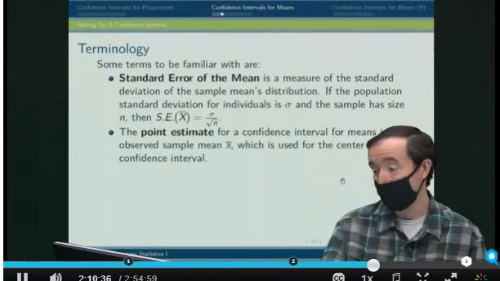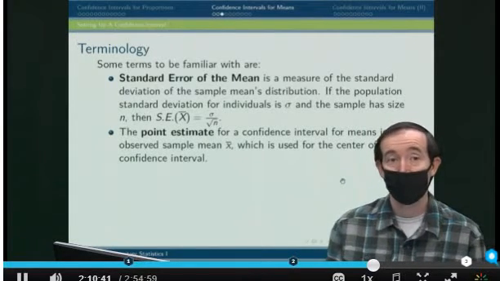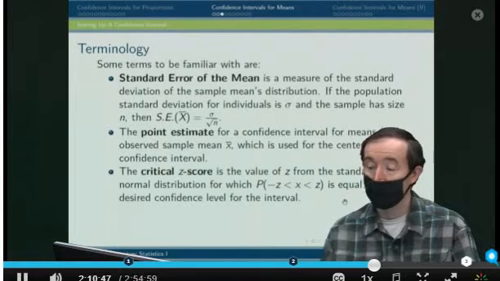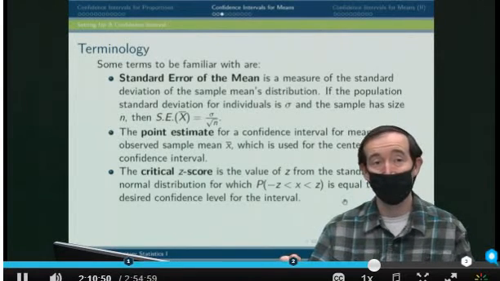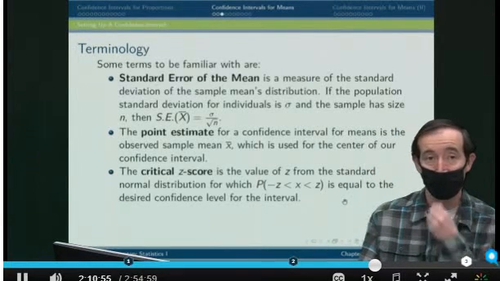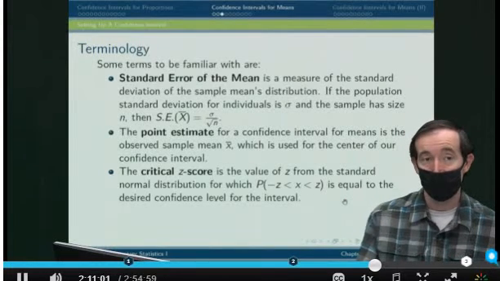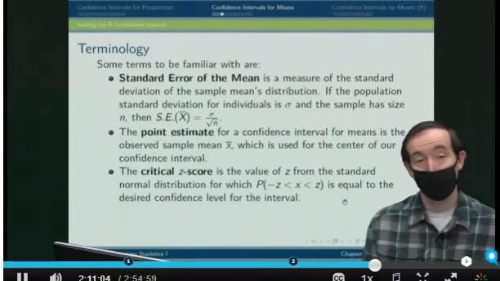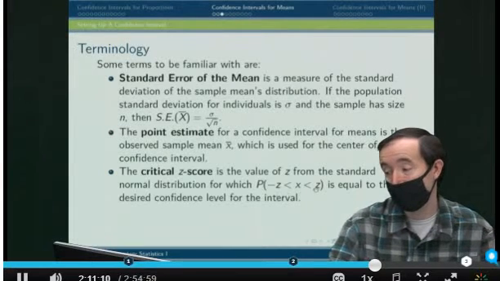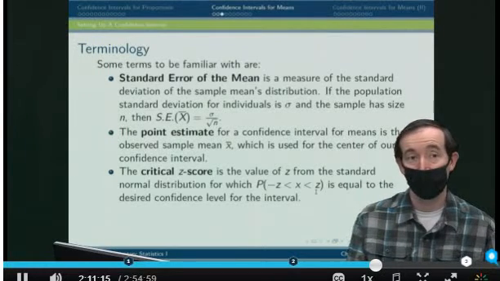That'll be the midpoint of my estimate, and then I want to widen from there to collect a certain amount of confidence, a certain region of the distribution of sample means. The critical z-score tells me how many standard errors I need to go away from that midpoint to collect the confidence level that I want. If I want 95% confidence, then I want to collect the middle 95% of all sample means, and that would be a z-score of 1.96. Right? If you check in your calculator between negative 1.96 and positive 1.96 on the standard normal curve, I find the middle 95% of all area.